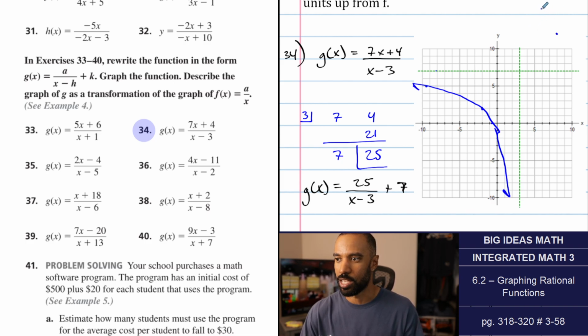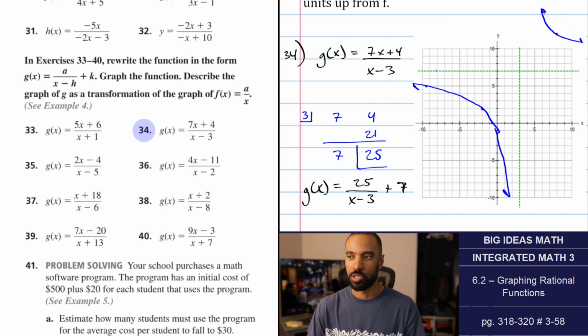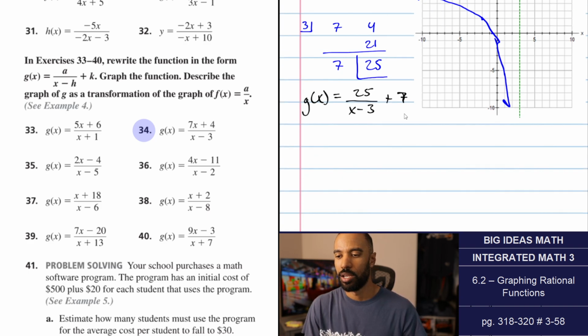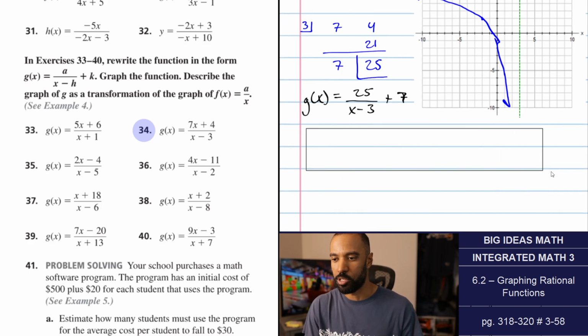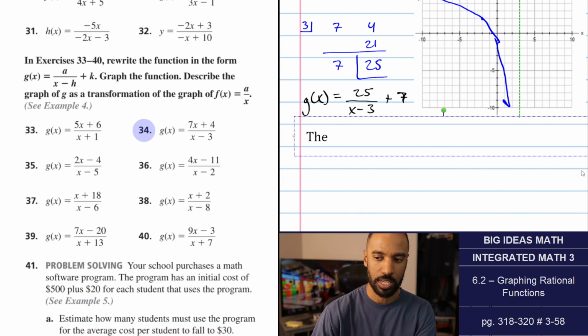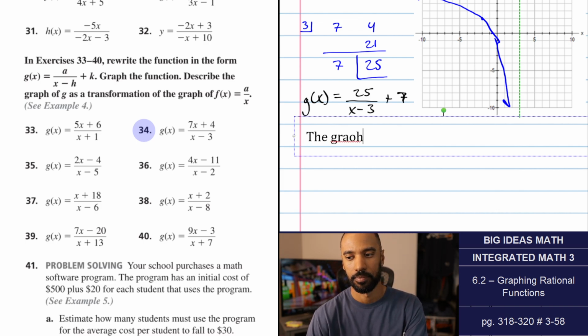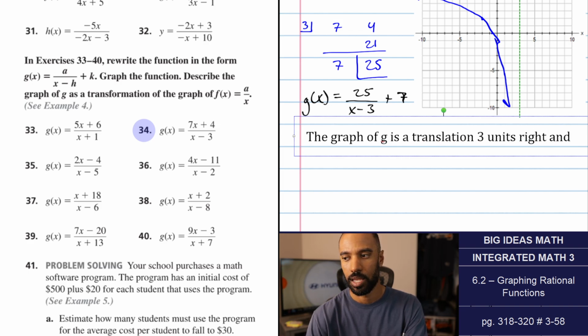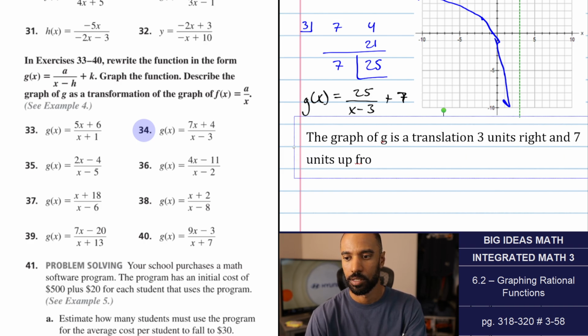This one, I mean, it's whatever, right? It's not approaching the asymptote anytime soon. Don't force it to an asymptote if it's not going to. Anyway, what's happening here? The f of x would be 25 over x, so it's just about translations. The graph of g is a translation 3 units right and 7 units up from f.